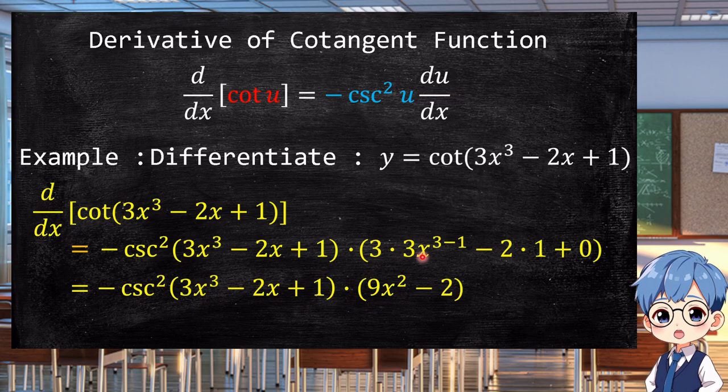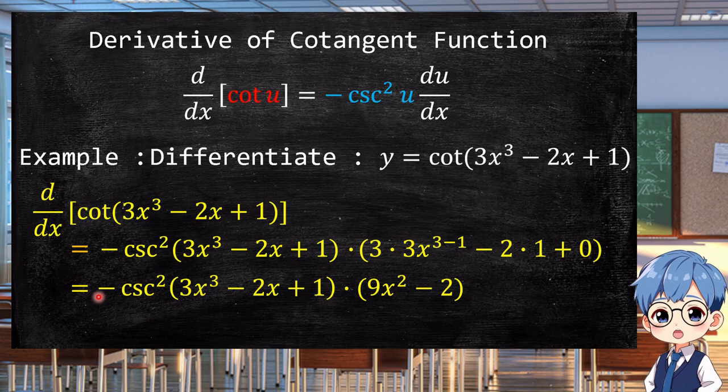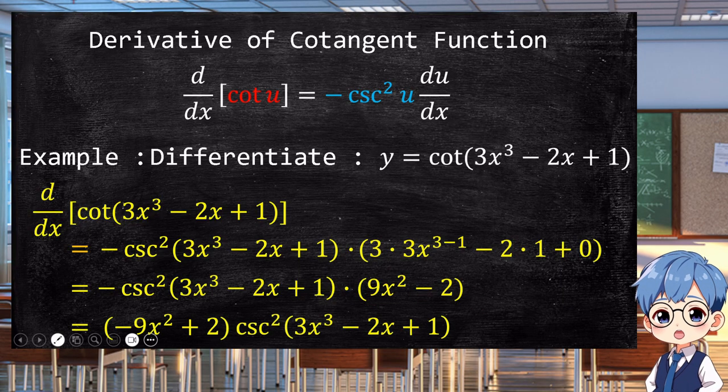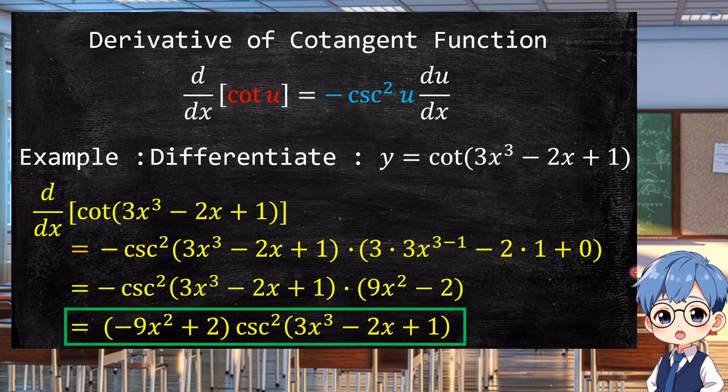the quantity of, so 3 times 3 is 9, and then we have x to the power of 3 minus 1 is x squared, minus 2 times 1 is just 2. And of course, disregard 0. And similar to the previous examples, we rewrite this one. Take note, we have a negative sign here, so we will distribute the negative sign in negative 9x squared and also negative 2. So that's why the final answer is negative 9x squared plus 2 quantity times cosecant squared 3x cubed minus 2x plus 1. So this is the final answer.